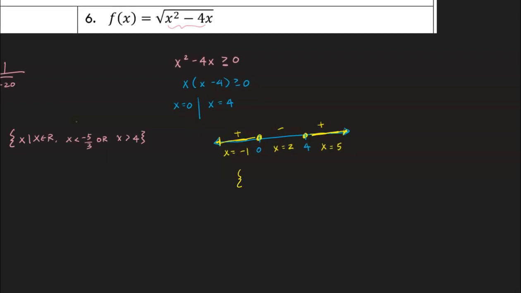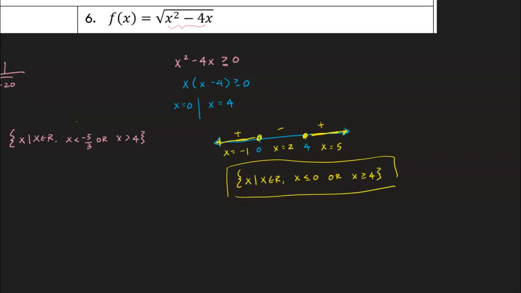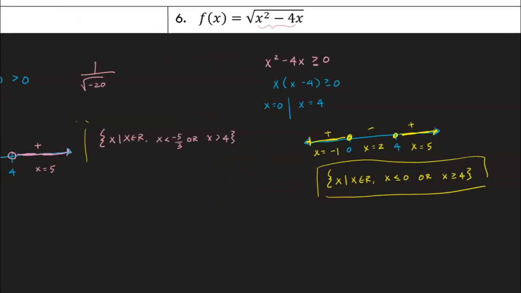So x is an element of all real numbers, greater than, so x has to be less than or equal to 0, or x has to be greater than or equal to 4. And that right there, my friends, or my students, is the final answer. Okay? Good job. Good job.